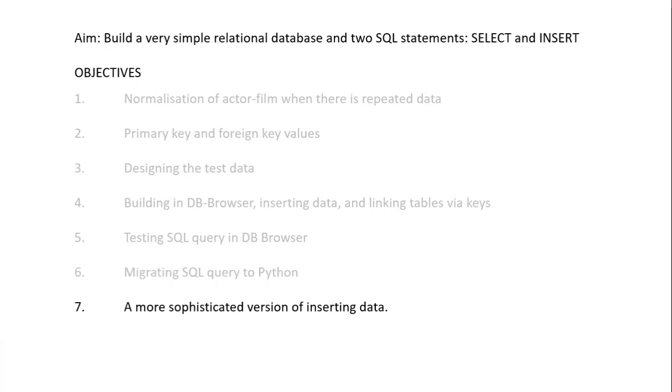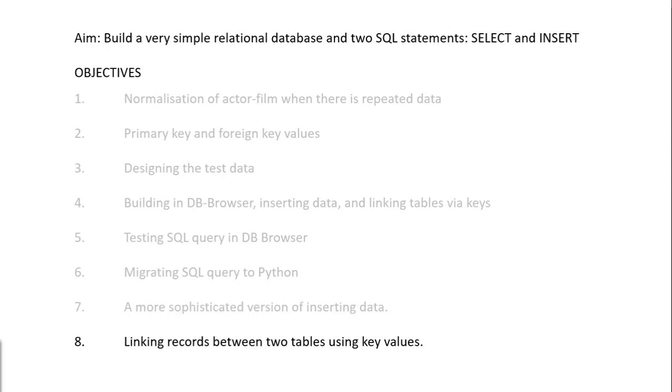A more sophisticated version of a transaction to insert data into an SQL database using Python will be developed and tested. This program will perform some basic checks on the presence of records in the database before attempting to insert new data. A final transaction will be built to link together an actor with a film, both of which are in the database but not yet linked.